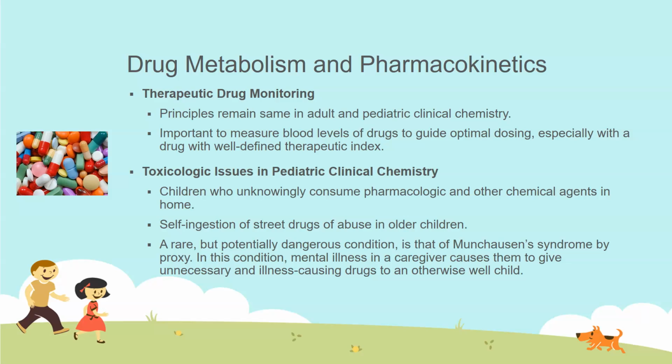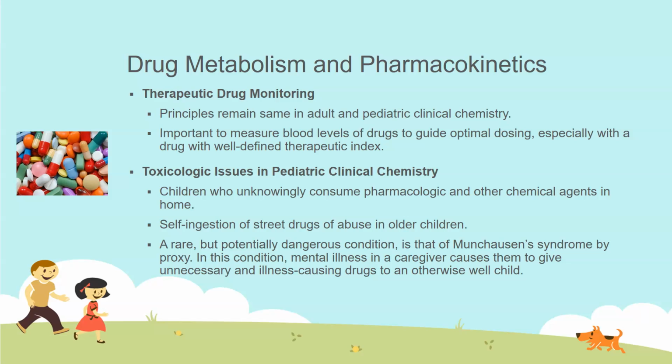So last, therapeutic drug monitoring. The principles remain the same in adult and pediatric clinical chemistry. It is important to measure blood levels of drugs to guide optimal dosing, especially with a drug with a well-defined therapeutic index, such as maybe a seizure drug like phenytoin. And some of the toxicology issues in pediatric clinical chemistry: children who unknowingly consume pharmacologic and other chemical agents in the home are one concern.